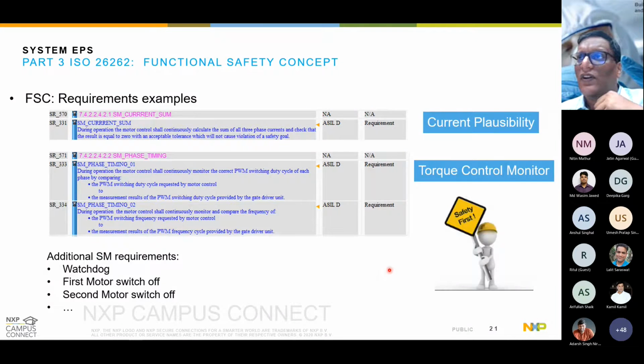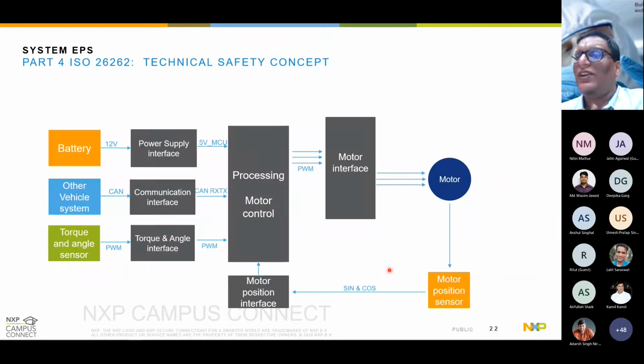Now after the functional safety concept, we go a little bit deeper into the EPS system itself. And so we have this system level diagram where we have the microcontroller or the processing function.